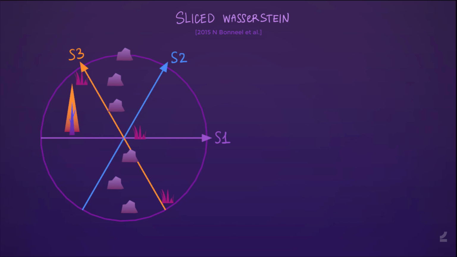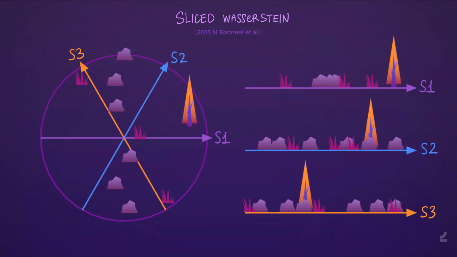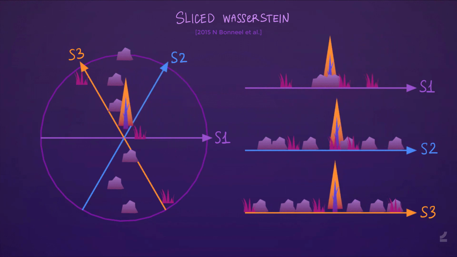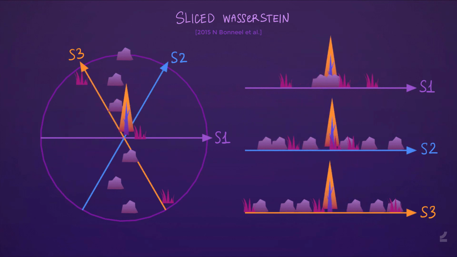Imagine this is a neighborhood we are trying to compare to some other neighborhood. We literally slice through this neighborhood, in this case with 3 lines, S1, S2, and S3, and we project the whole neighborhood onto each of those slices, thus approximating the 2D positions of our neighborhood with multiple 1D projections.